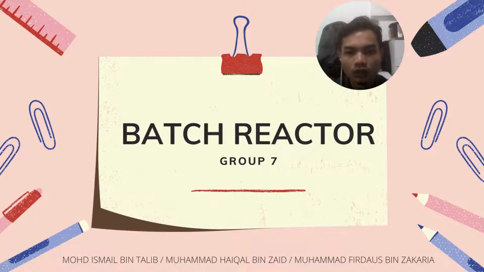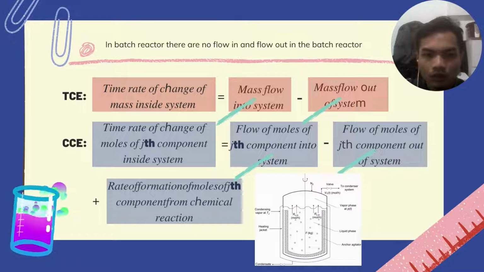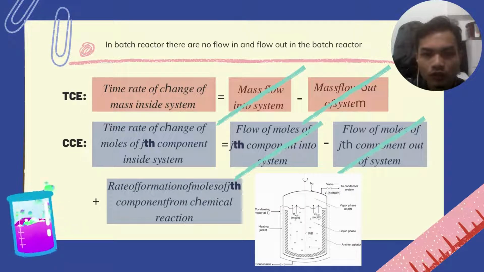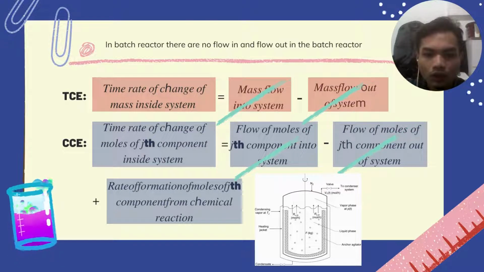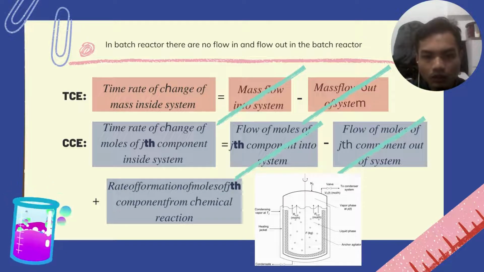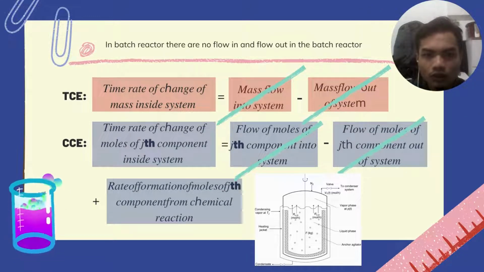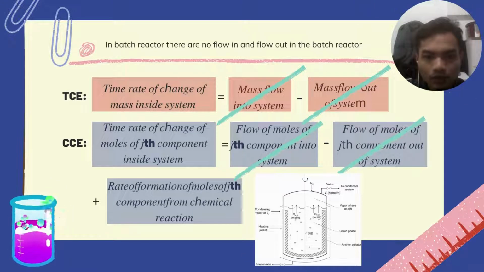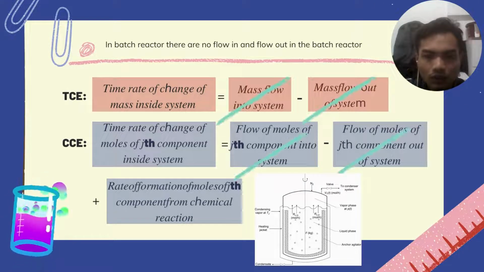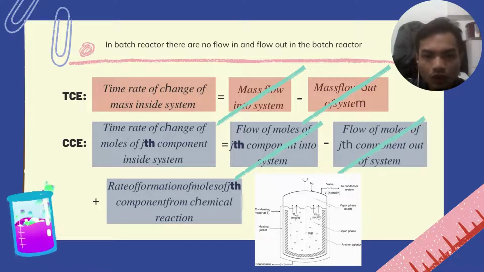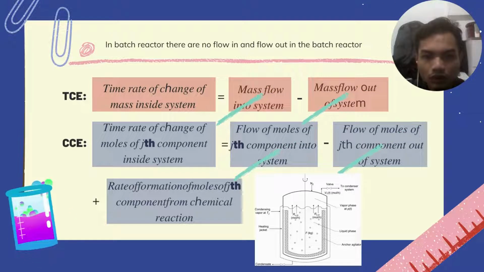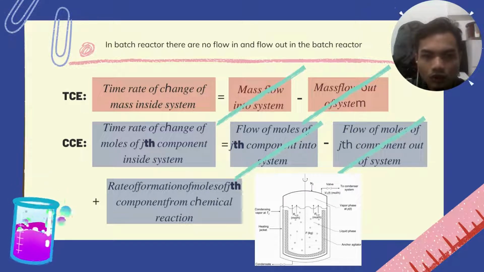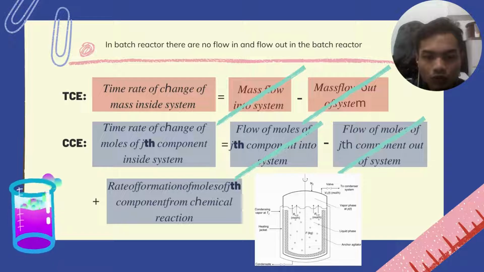Today, my group will present some examples of the batch reactor. For the batch reactor, there is no flow in and no flow out. So the original TCE, the time rate of change of mass inside the system, equals mass flow in minus mass flow out. From that statement, we can cancel the mass flow in and mass flow out, so the TCE equals 0.